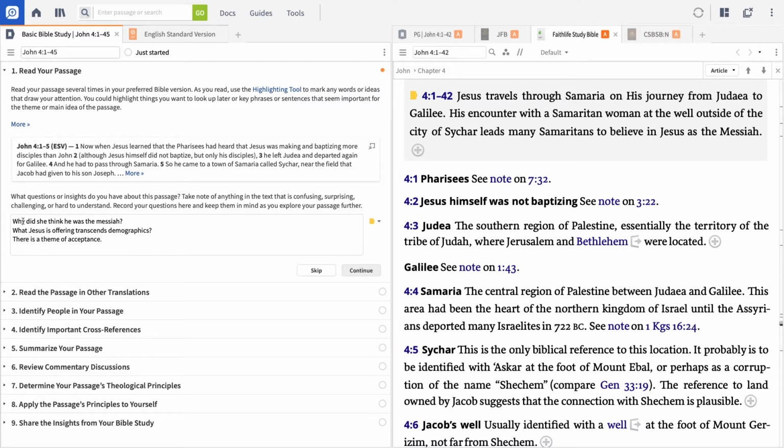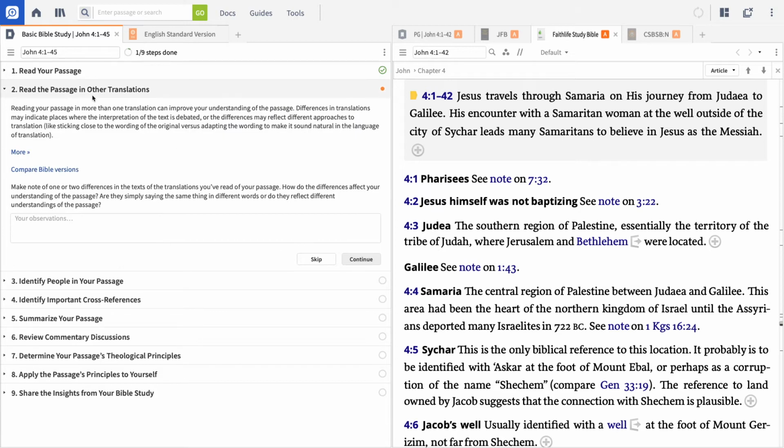My question: why does she think he was the Messiah? And I'm starting to see it now, just looking at the passage a couple times. But we'll come back to it. What Jesus is offering transcends demographics, which again is a big theme here. And then, of course, there is a theme of acceptance. And again, the term is not perfect. I just want to say there is a theme of acceptance, reconciliation.